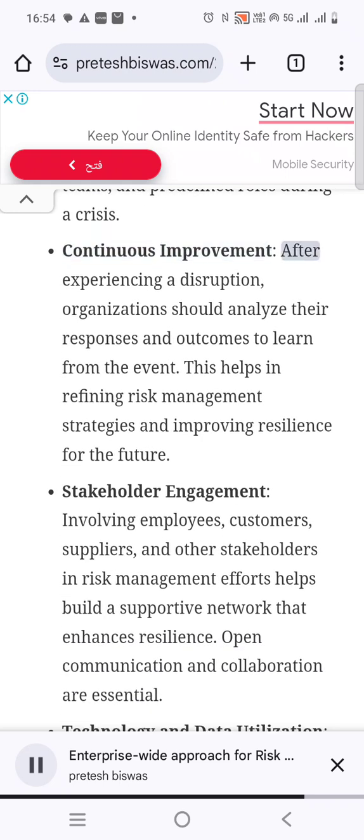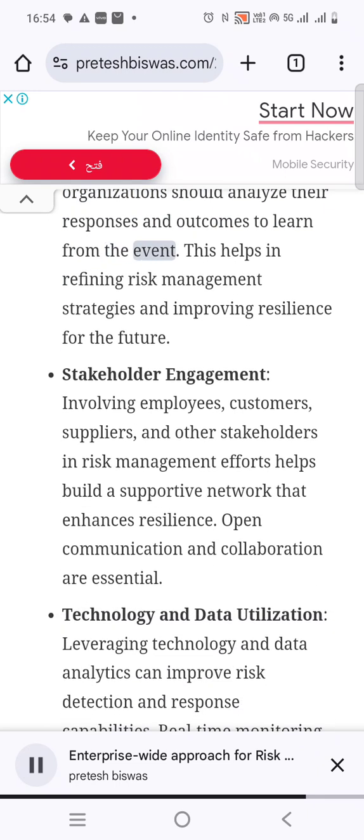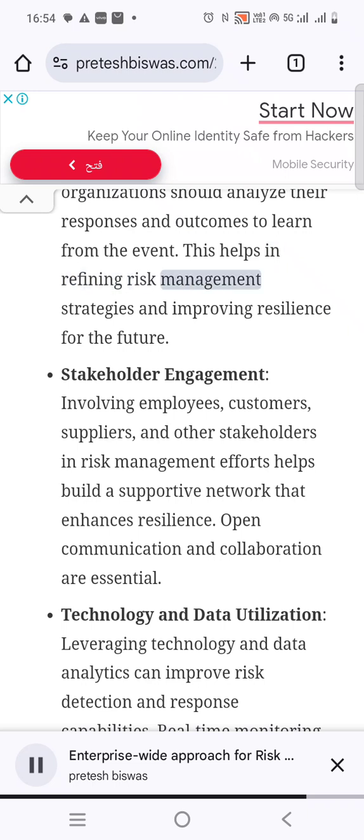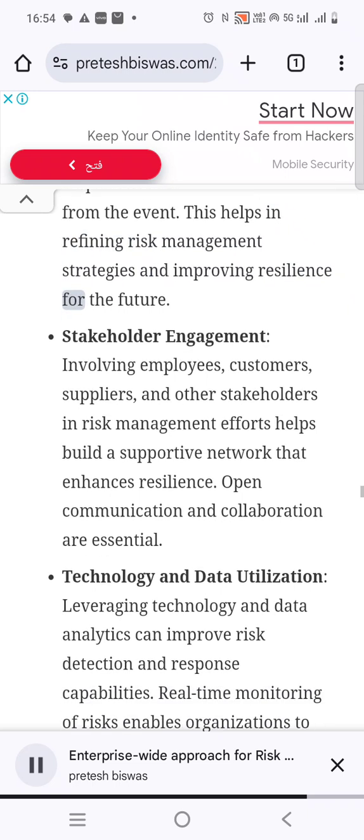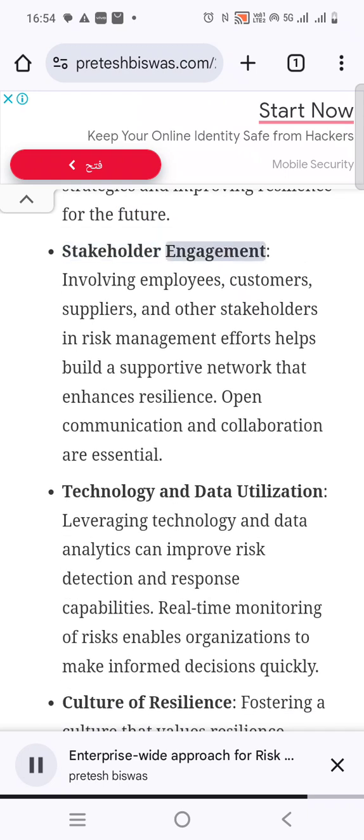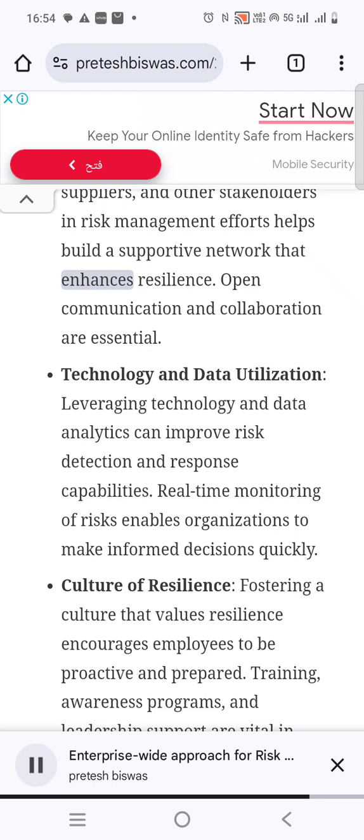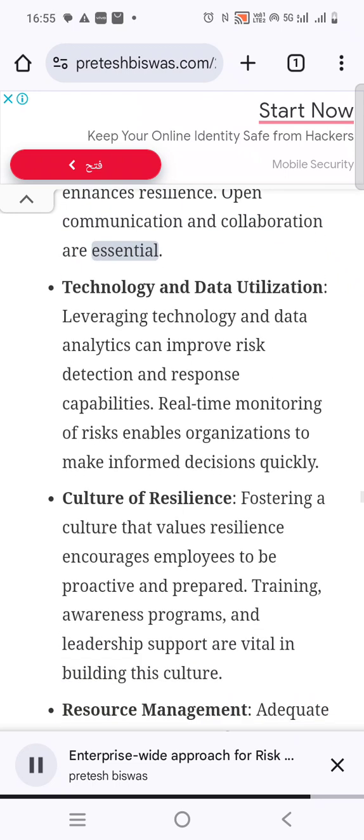Continuous improvement. After experiencing a disruption, organizations should analyze their responses and outcomes to learn from the event. This helps in refining risk management strategies and improving resilience for the future. Stakeholder engagement. Involving employees, customers, suppliers, and other stakeholders in risk management efforts helps build a supportive network that enhances resilience. Open communication and collaboration are essential.